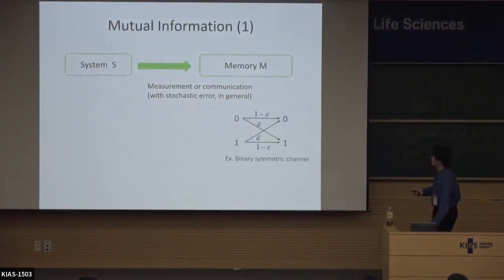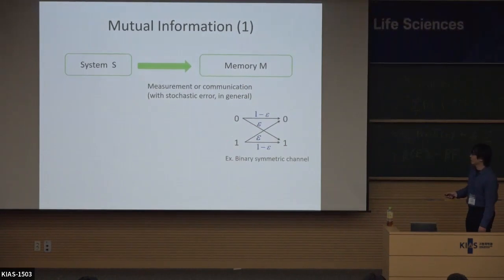So this is a simple example of noisy measurement. The left 0 and 1 represent the original state of the system, and the right 0 and 1 represent the state of the memory. We can suppose that there's some epsilon, that is the error rate. Even if the original state is 0, we have outcome 1 with probability epsilon, or vice versa. So this is a typical setup. This is sometimes called a binary symmetric channel in the context of communication theory.